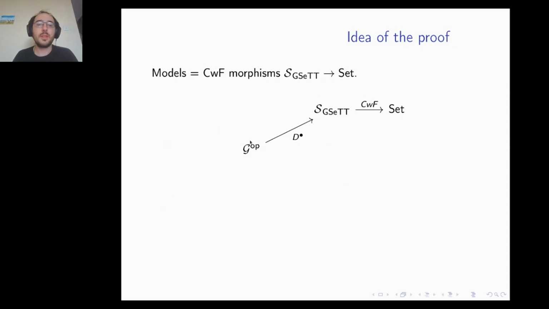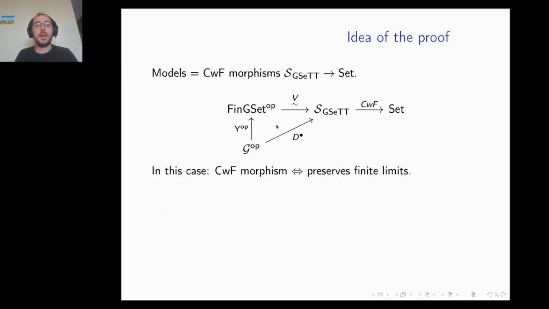And you recall that you have this D functor, which takes the disk object. And you have this equivalence of categories and the Yoneda embedding such that everything commutes. And then you say, well, it turns out that being a CWF morphism is the same as preserving all finite limits. Well, these things have all finite limits because it's the finite completion.